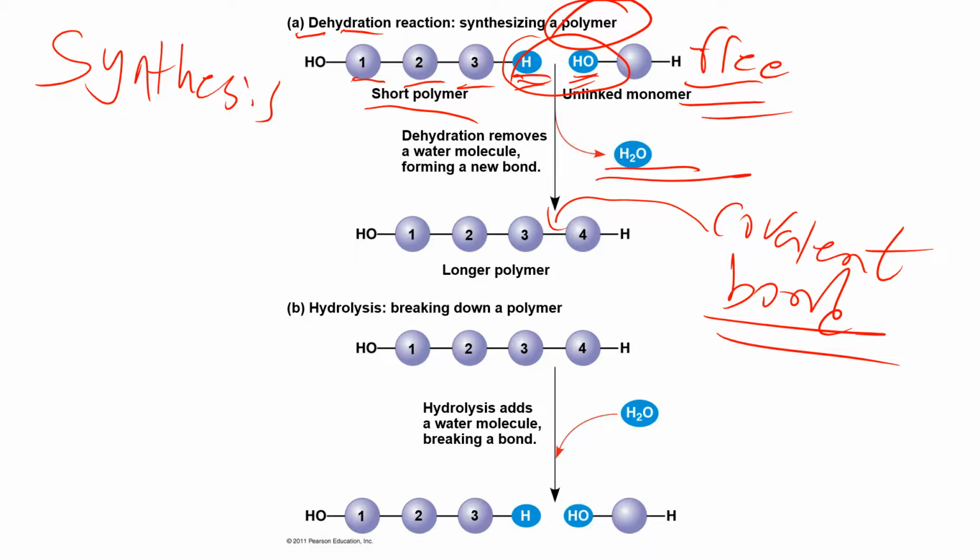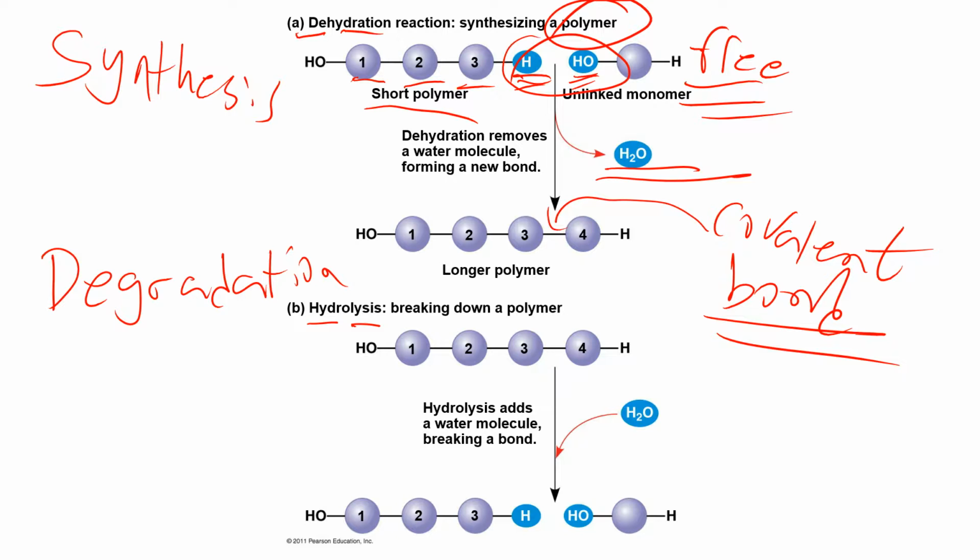When you're synthesizing the polymer, it involves a dehydration reaction. Now, looking at the opposite, degradation. When you are breaking down, tearing down a polymer into its individual monomers, you start plucking off monomers. This involves a hydrolysis reaction.